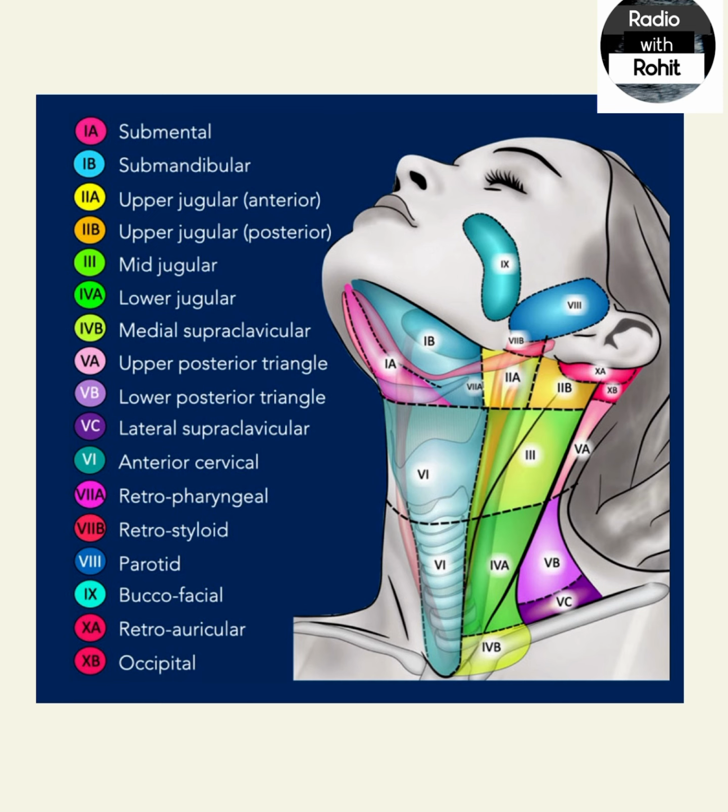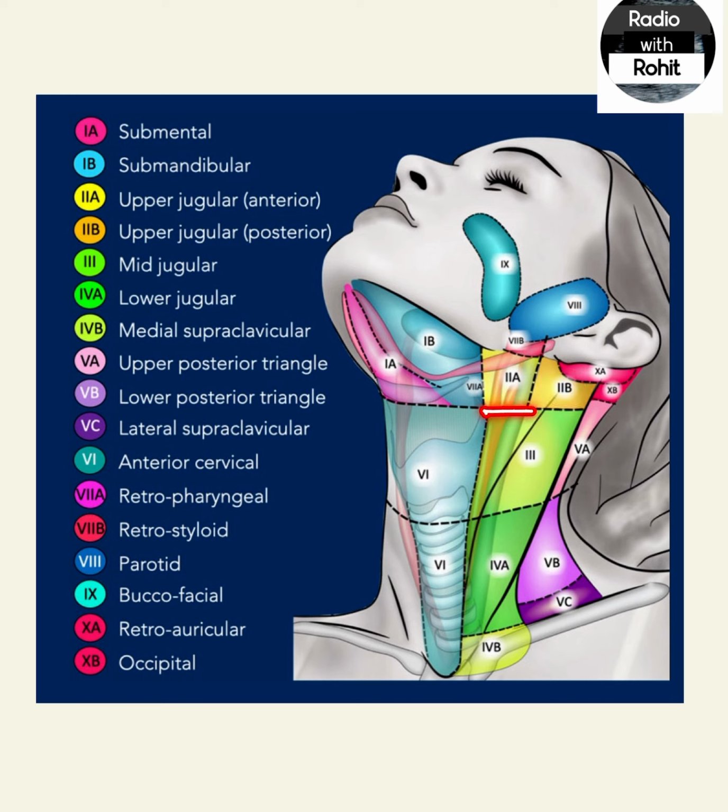Further, these levels are divided on the basis of their location relative to the jugular vein. So these levels are also termed upper jugular, middle jugular, and lower jugular levels. The upper jugular is further divided into the level anterior to the jugular vein, level 2A, and posterior to the jugular vein, level 2B. This is the anterior jugular upper level and the posterior jugular upper level.